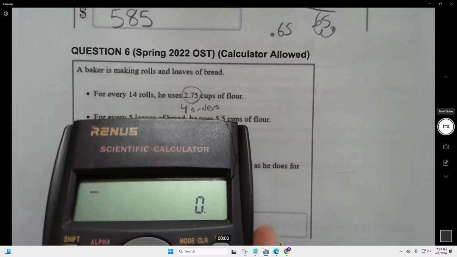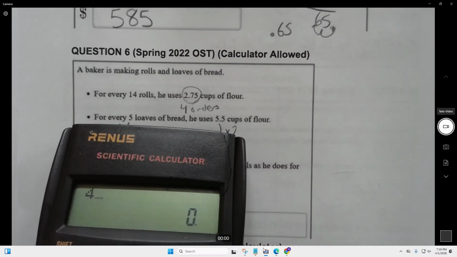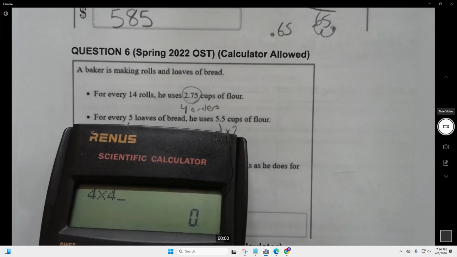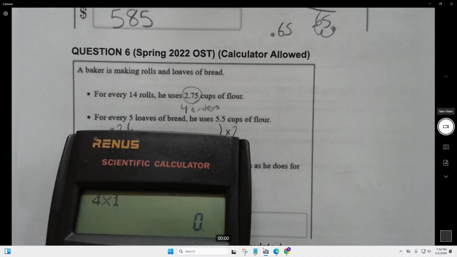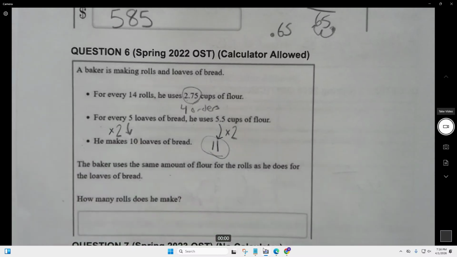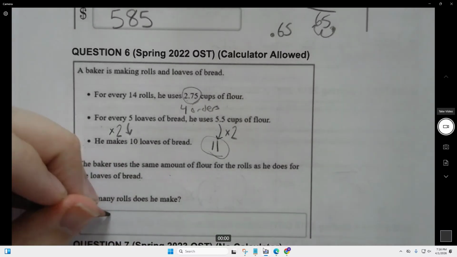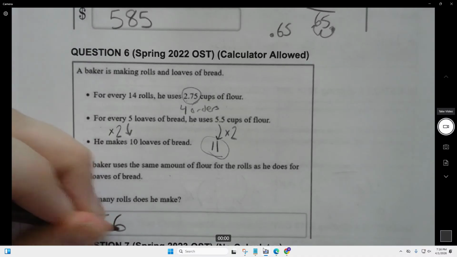Every order of rolls has 14, so 4 orders of 14 rolls. Gosh darn it. 4 orders of 14 rolls would result in 56 rolls. And that's your answer.